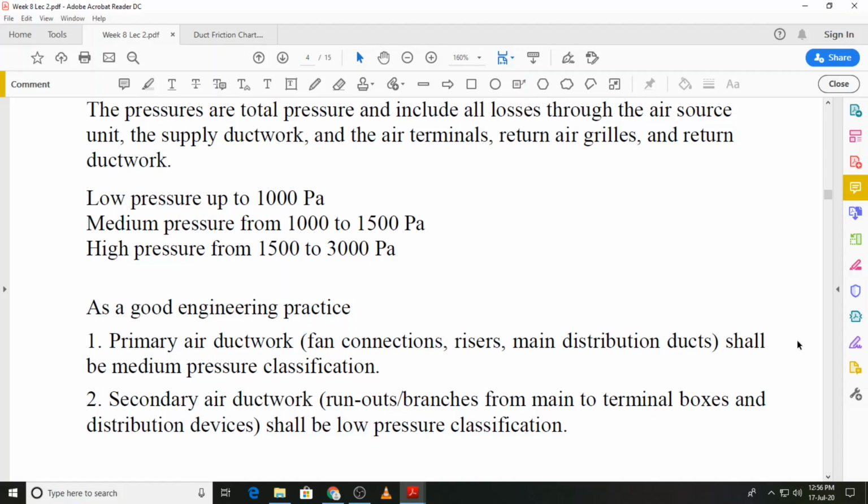If you look at the general features of a duct system, you will see that the primary or main ducts are generally medium pressure, and the secondary duct system, that is the branches or runouts etc., are low pressure classification. High pressures are not that much encountered, but if there is a need for that, you will go for that, because higher pressure means we need to have thicker ducts which consume more material, which are heavy, and they tend to become quite expensive.